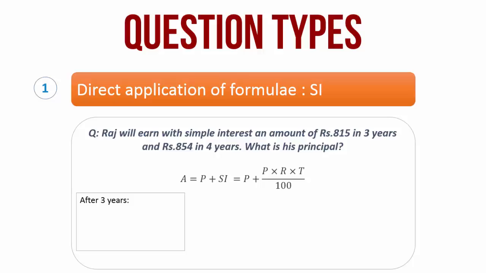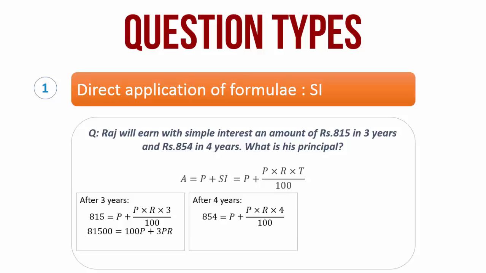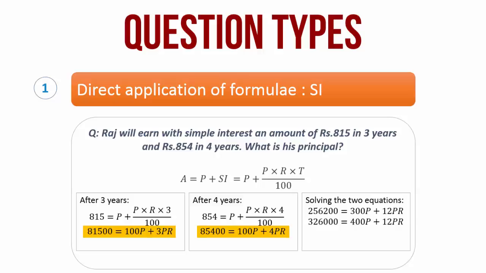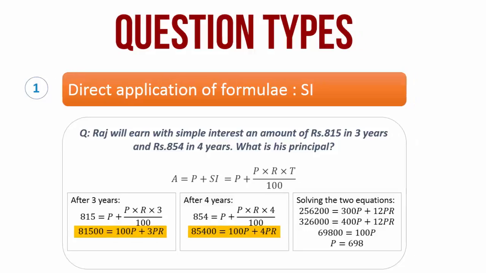We know that after 3 years he earns an amount of 815. Therefore 815 equal to P plus P into R into 3 by 100. That reduces to this linear equation. Similarly, after 4 years, he earns an amount of 854. Substituting that in the formula, we come up with another linear equation. We can solve these two linear equations now and come up with the value for P as 698. So, his original principal was 698 rupees. In 3 years, he will earn an amount of 815 and in 4 years, his amount shall be 854.